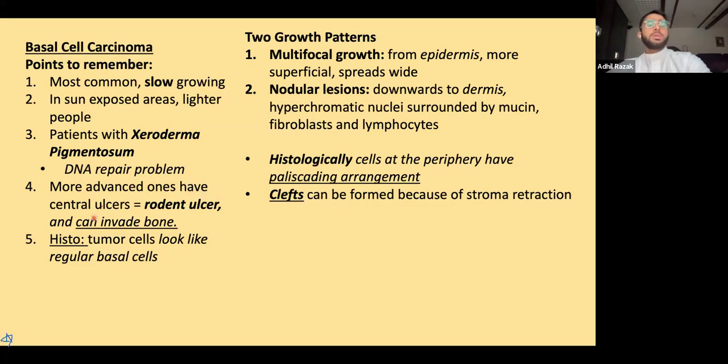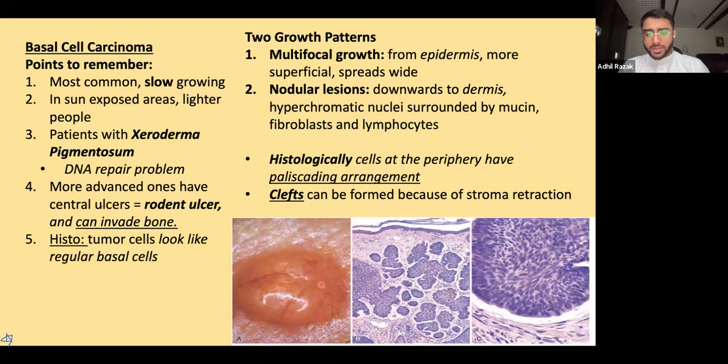The more advanced ones have central ulcers in between, as you can see, but they're still much cleaner. They're called rodent ulcers, and these can invade bone. And remember that basal cell carcinoma can invade bone, but squamous cell carcinoma has less risk of metastasis. So if you get a question where it is very obviously a skin cancer, and it is not melanoma, and they describe some sort of metastasis or some sort of non-skin related symptom, there is a very good chance that it is a basal cell carcinoma, because squamous cell carcinoma usually is in situ.